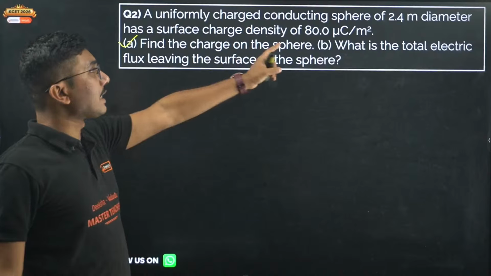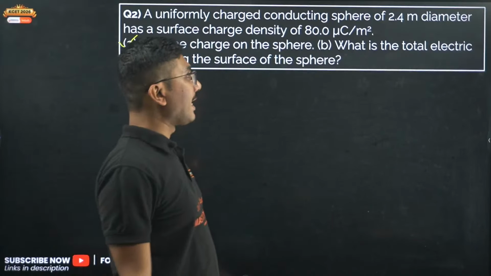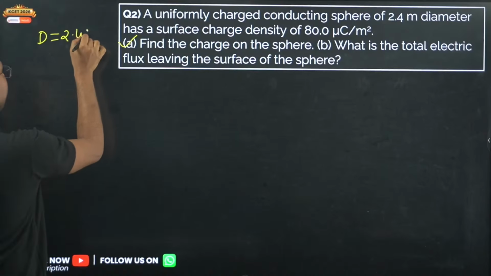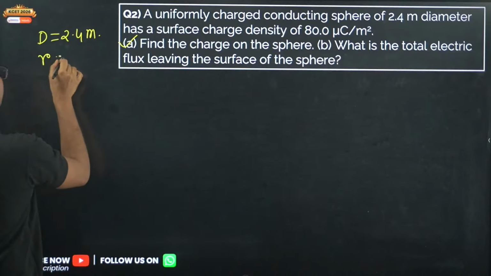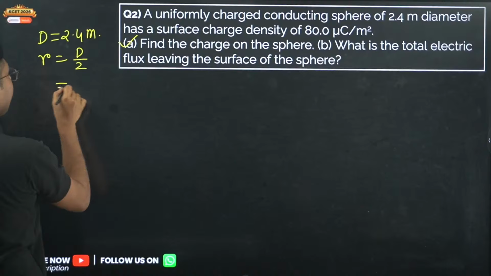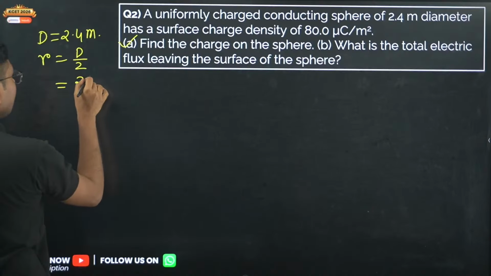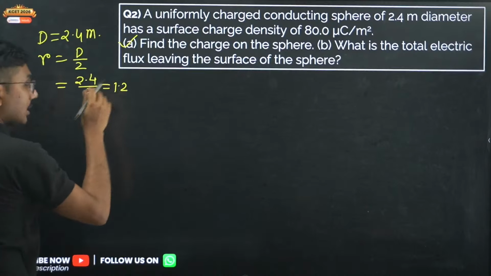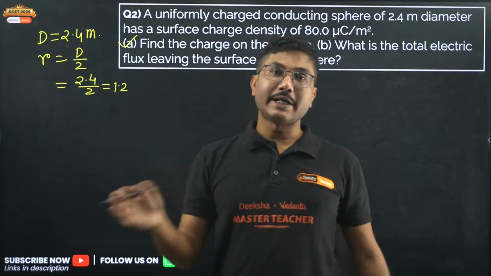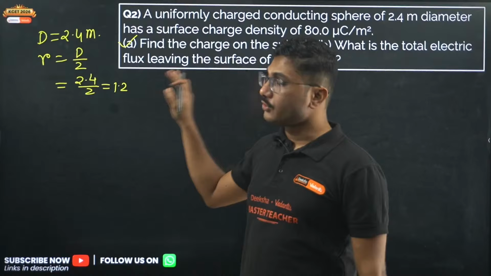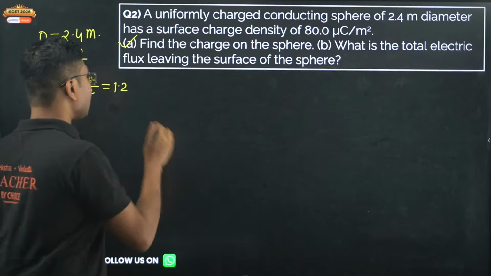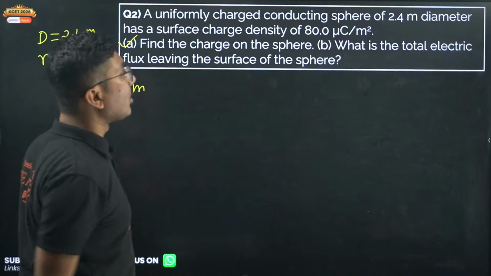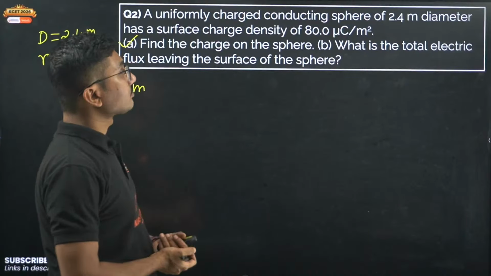A uniformly charged conducting sphere of 2.4 meter diameter means the diameter is given as 2.4 meter. That means radius is half of the diameter. Don't make a mistake, you have to convert diameter to radius always. Sometimes students forget this small conversion and the entire answer becomes wrong. So make sure you convert. If it is diameter or radius, read carefully and convert properly. So radius is 1.2 meter.